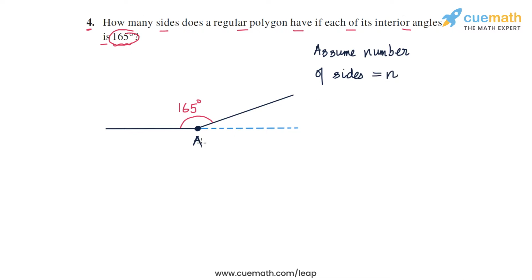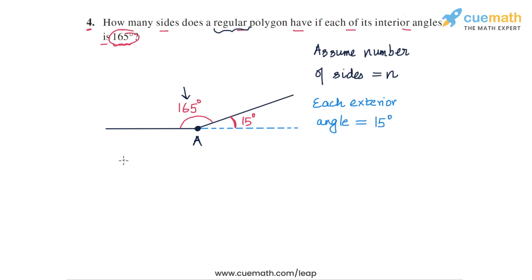So I have drawn one of the n vertices, which is this point A. And we can see that the interior angle at point A is 165 degrees. So each of the interior angles will be equal to 165 degrees because the polygon is a regular polygon. This also means that the exterior angle at each vertex will be 180 minus 165 or 15 degrees. So let's write this observation. Each exterior angle of the polygon has a measure of 15 degrees.